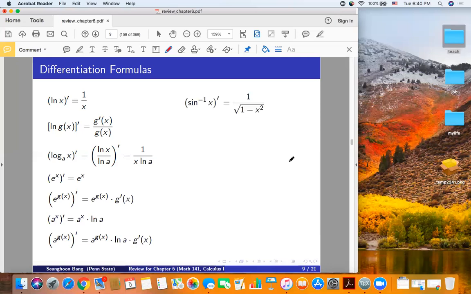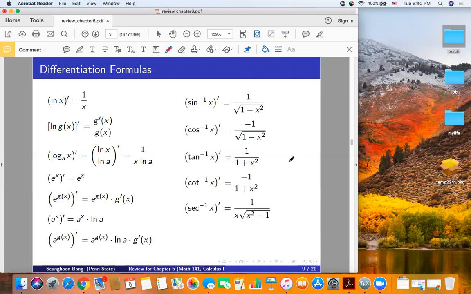Inverse sine prime is 1 over the square root of 1 minus x squared. Inverse cosine prime is minus 1 over square root of 1 minus x squared. Inverse tangent prime is 1 over 1 plus x squared. Inverse cotangent prime is minus 1 over 1 plus x squared. Inverse secant x prime is 1 over x times square root of x squared minus 1. Inverse cosecant prime is minus 1 over x times square root of x squared minus 1.